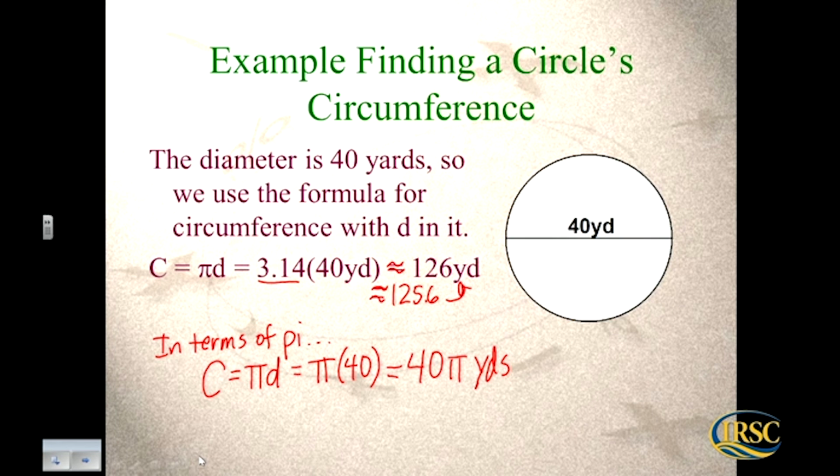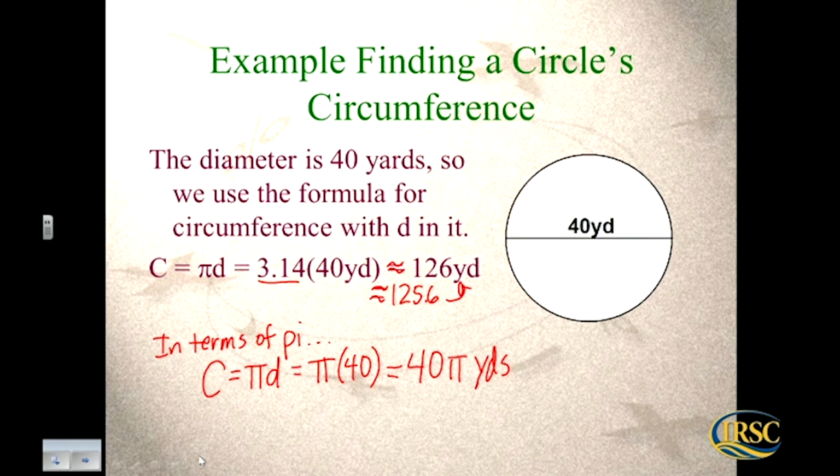Now, let's say that it wants you to use the pi button, or it doesn't tell you to use 3.14. You should probably assume that it wants the pi button in your calculator because that means it wants you to get the most exact answer possible.